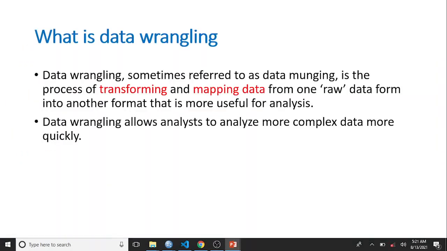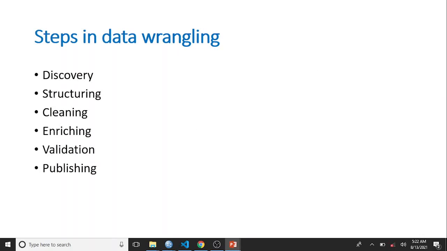Okay. What is data wrangling? Data wrangling, sometimes referred to as data munging, is the process of transforming and mapping data from one raw data form into another format that is more useful for analysis. Data wrangling allows analysts to analyze more complex data more quickly. Steps in data wrangling: we have discovery, structuring, cleaning, enriching, validation, and publishing.